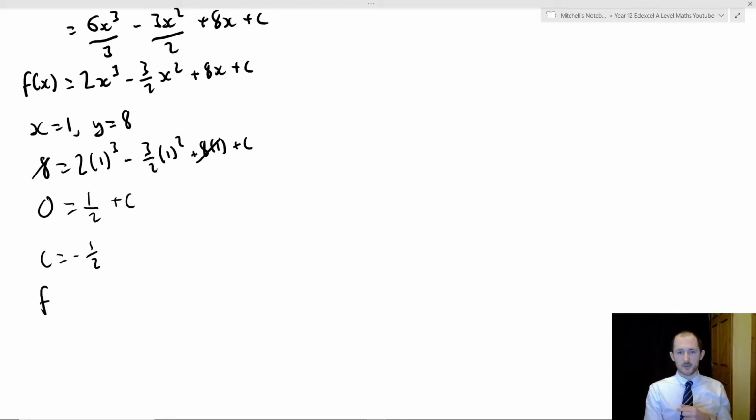So our actual expression for f of x is just equal to 2x cubed minus 3 over 2 x squared plus 8x minus a half. Okay.